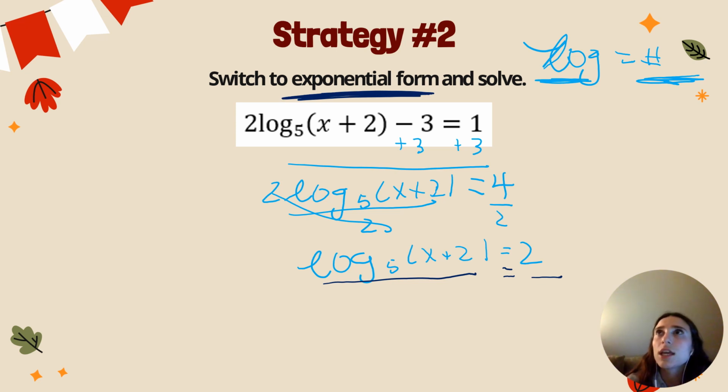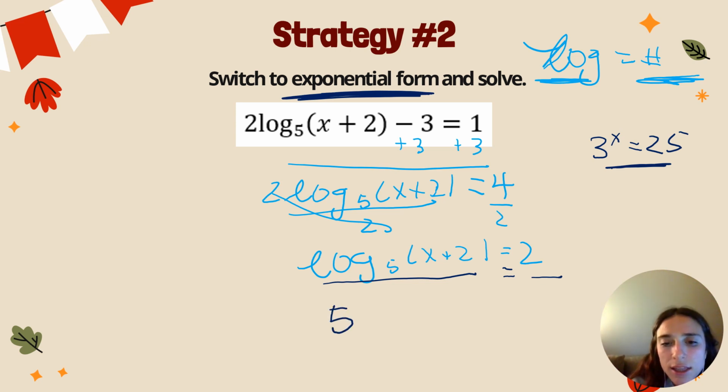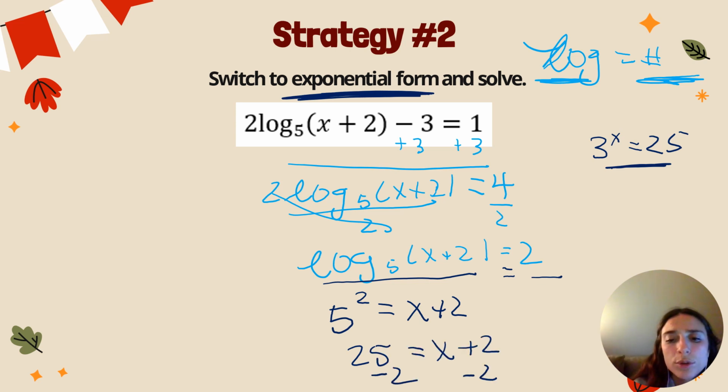Remember in the last video, strategy 2 was where you had to change it to a log to solve and then put it in your calculator. Well, now we're going to switch this log to an exponential. Those are usually easier to solve; the other ones you have to use a calculator for. So I'm going to switch it to exponential. The base is going to be the same as my log. Then the 2 becomes the exponent, and it equals x plus 2. Now I can go ahead and solve. So I have 25 equals x plus 2. I'm going to subtract 2 on both sides, and I get x equals 23.